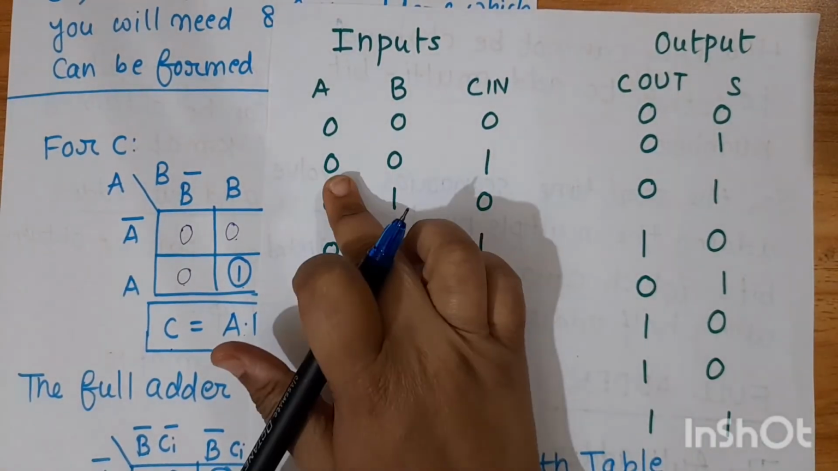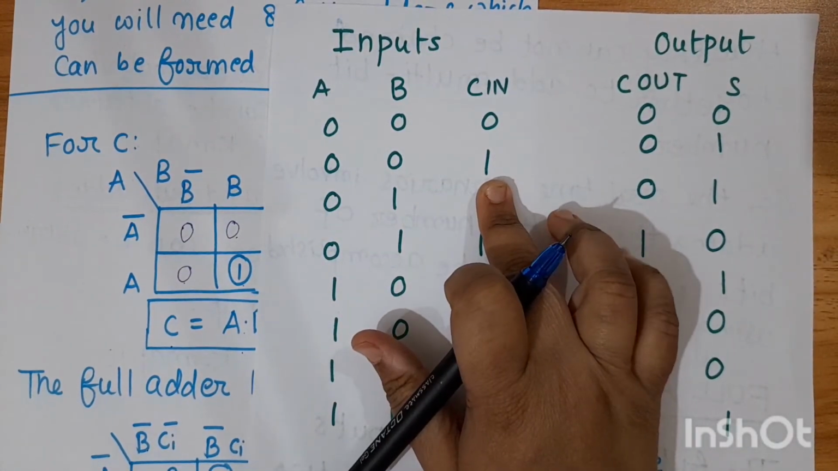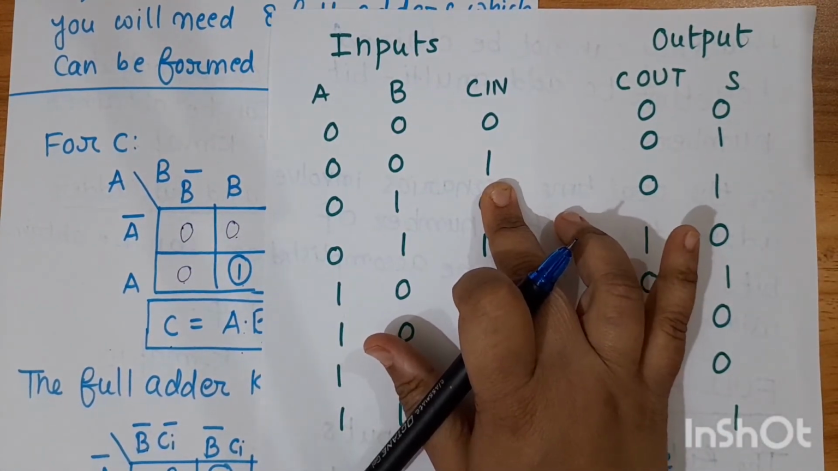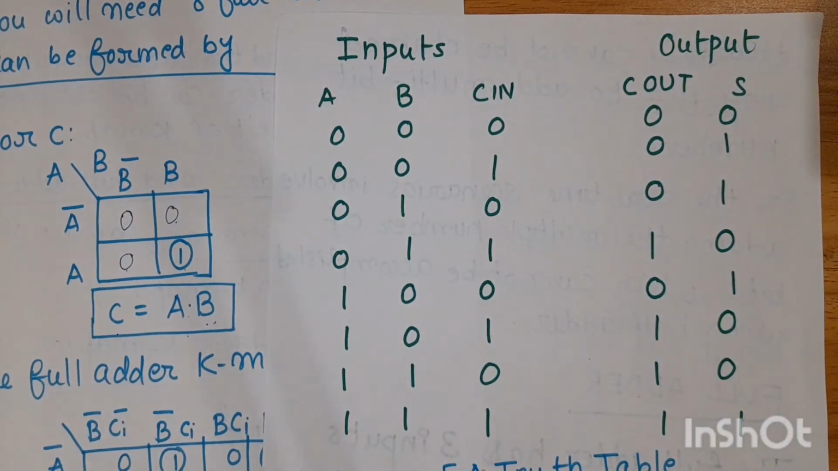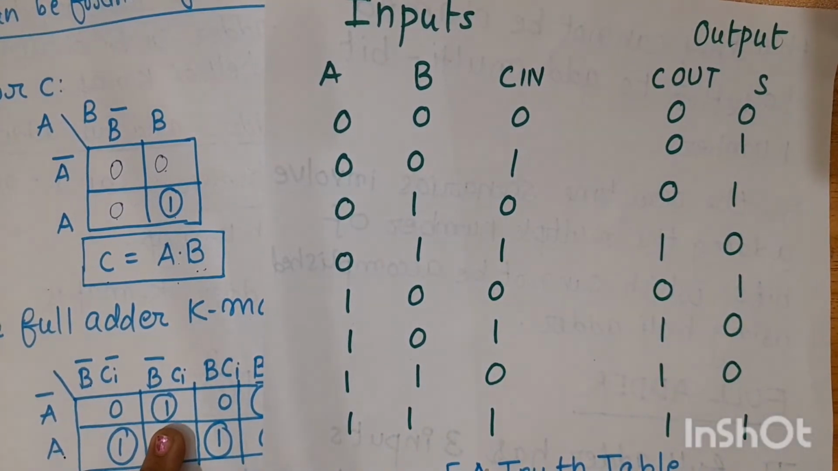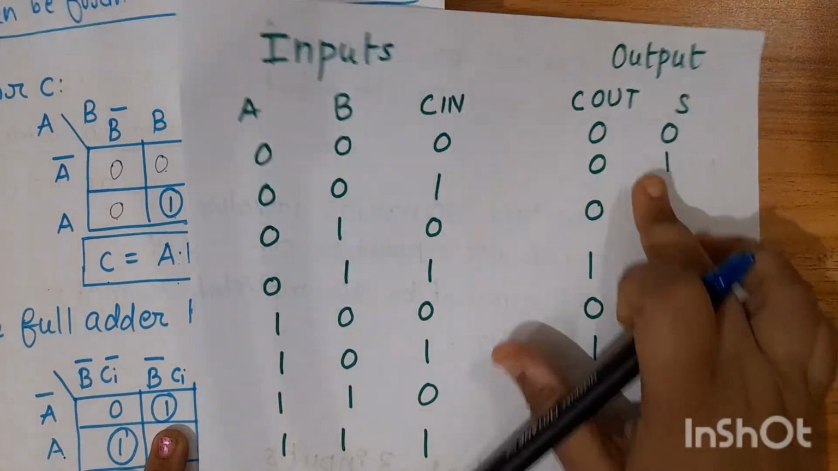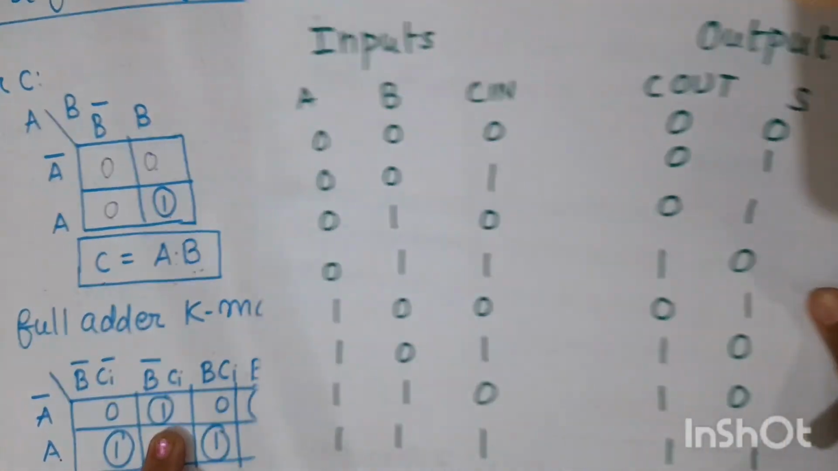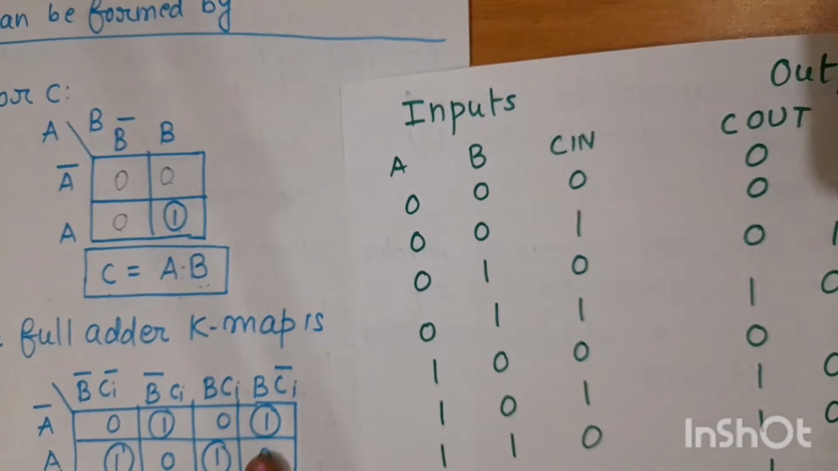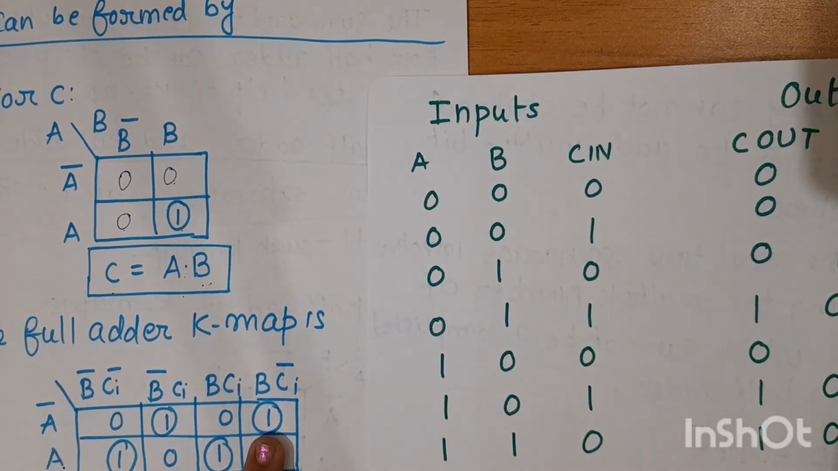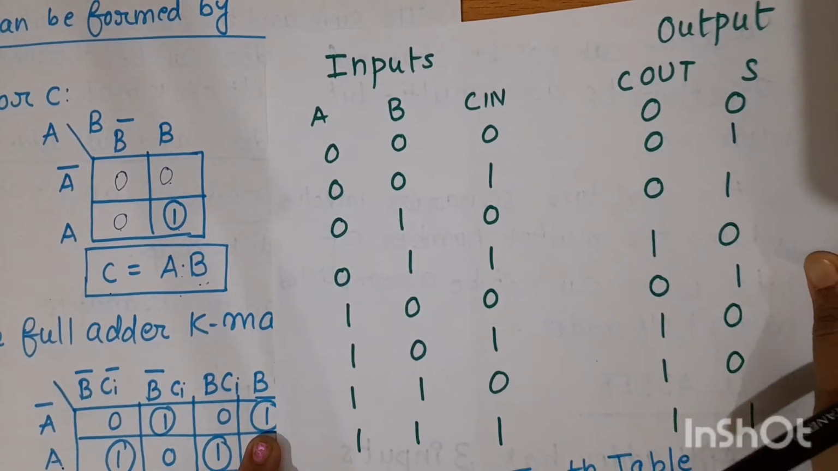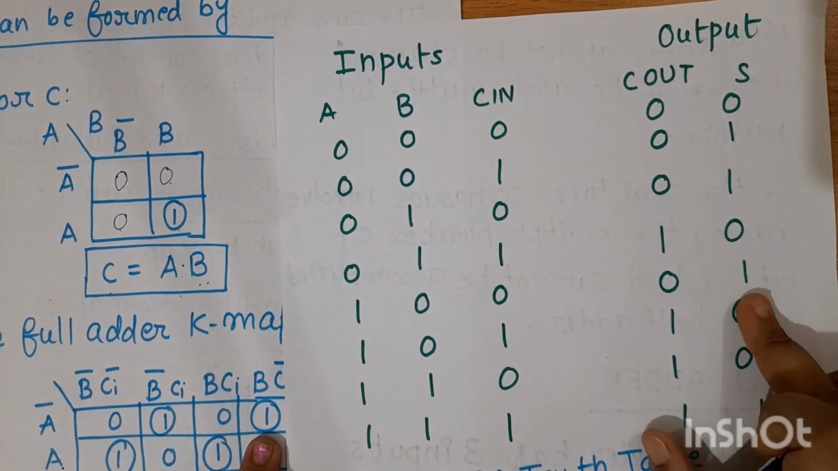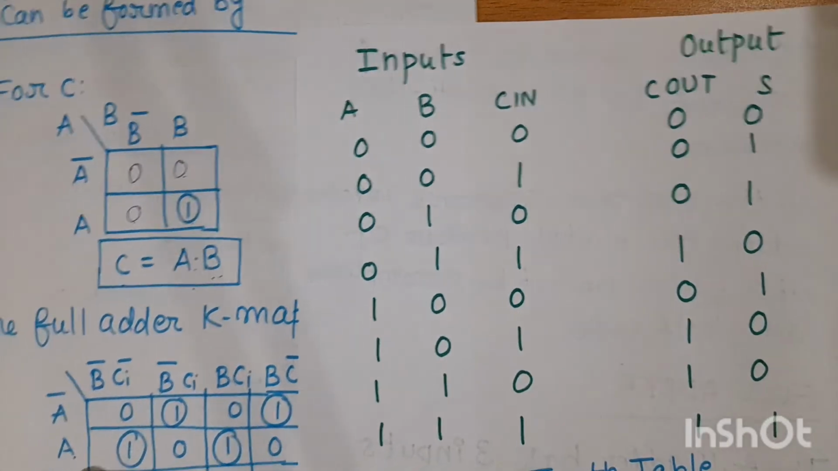You see for 0, 0, 1 it is 1. At this particular stage it is 1. Then again sum is 1 for 0, 1, 0. That is for input 2. Then sum is 1 for 1, 0, 0. That is the input 4.